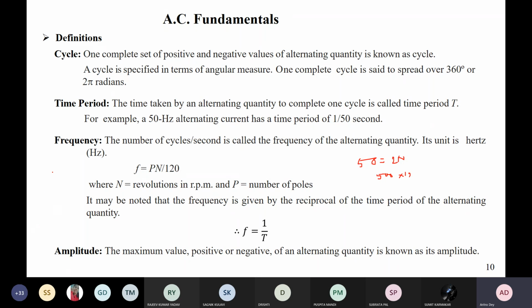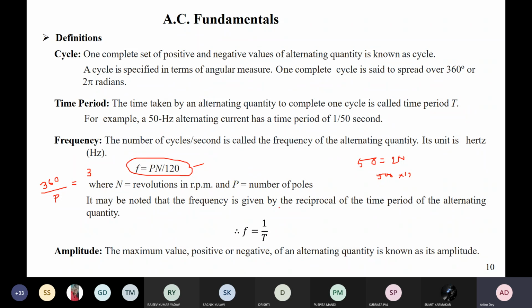The concept comes like this, your 360 by P. Okay, it is based on three phase, so we should not discuss it here. Later we'll discuss. Anyway, leave it. So whenever we have P number of poles, and N is the revolution in RPM, then we get the frequency with this relation. How we are achieving it, we'll discuss later.